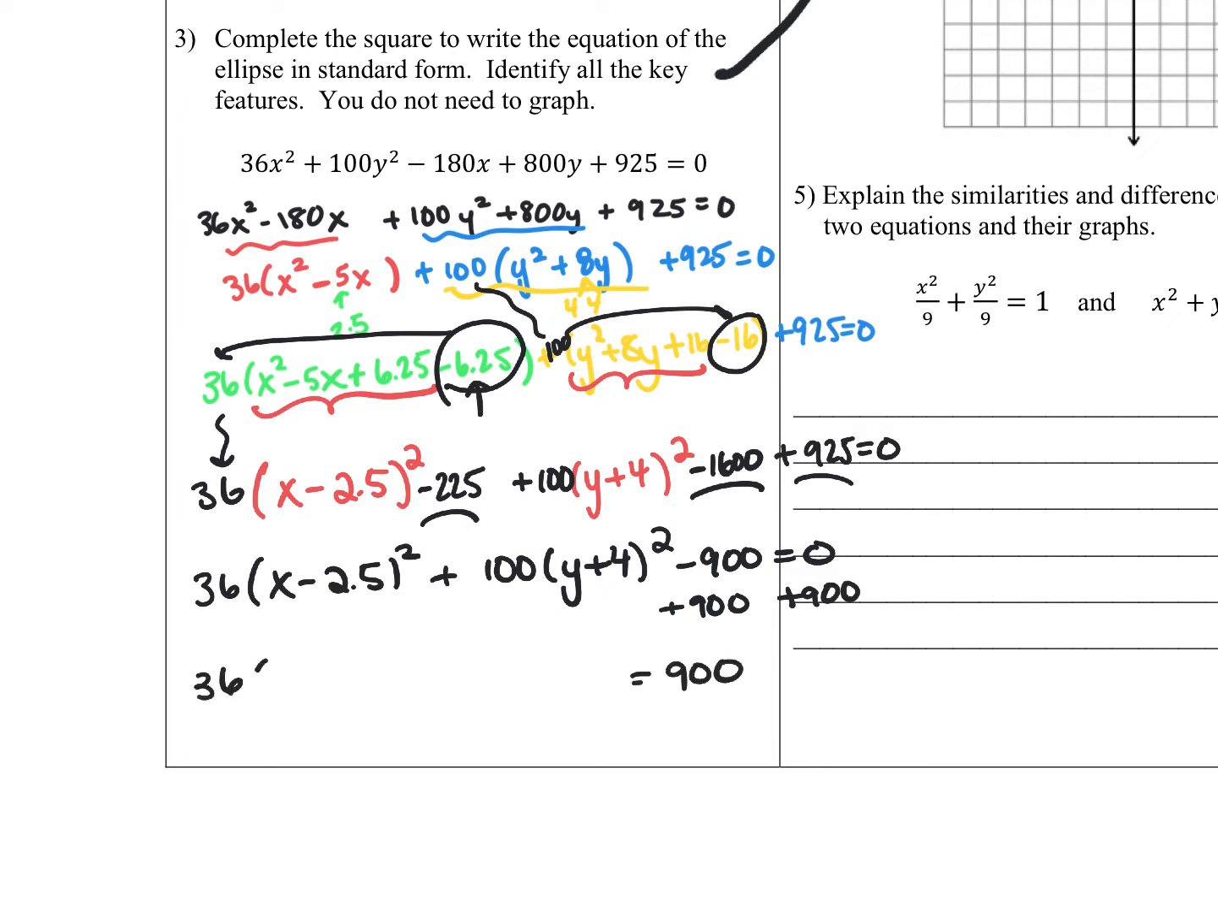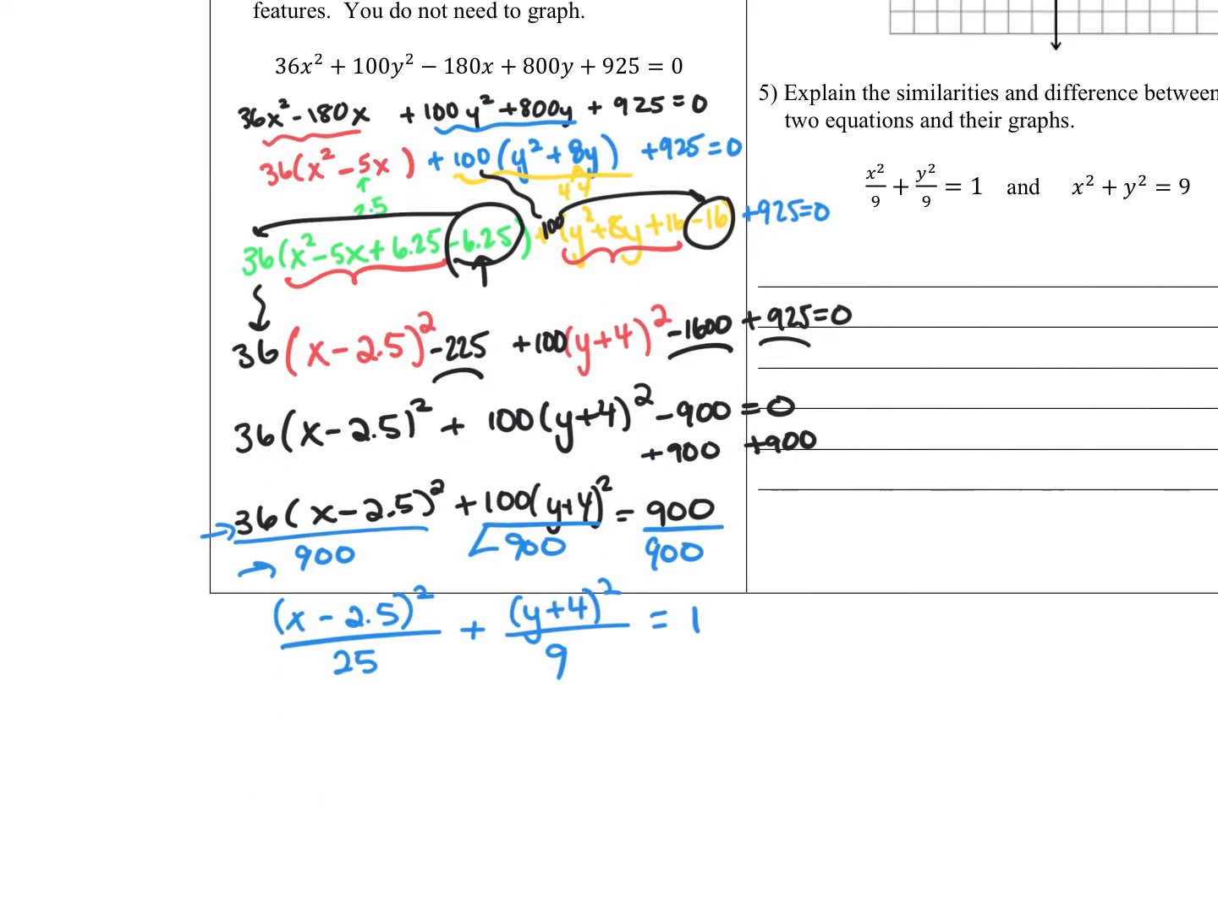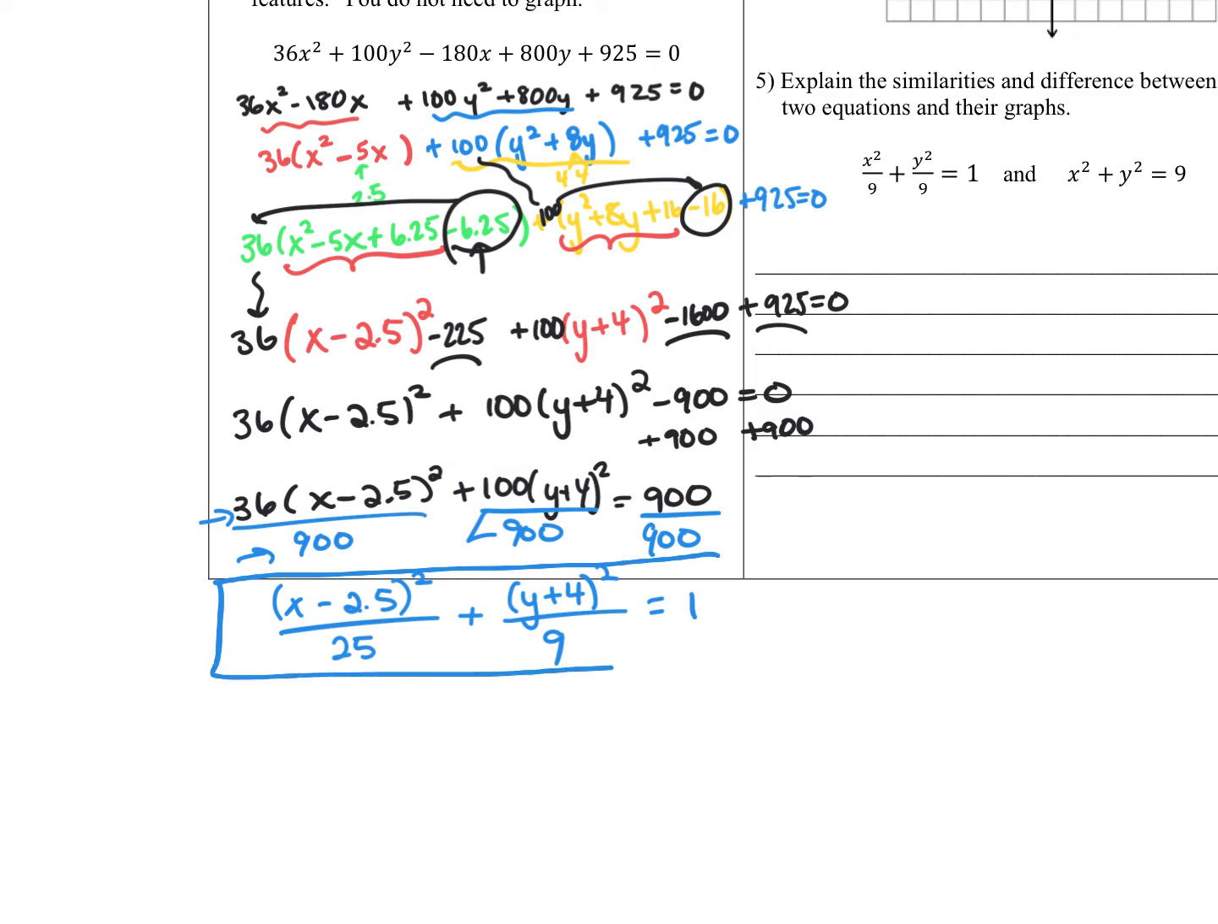So that's our step in getting there. And then we want to have those fractions so we could be in that nice form. So if I divide everything by that 900 to make the 1, we're going to have (x minus 2.5) squared over 25, because 36 goes into 900 25 times, plus (y plus 4) squared over 9, because 100 over 900 makes 1/9, so 9 on the bottom, equal to 1. So this is in that nice, pretty form.